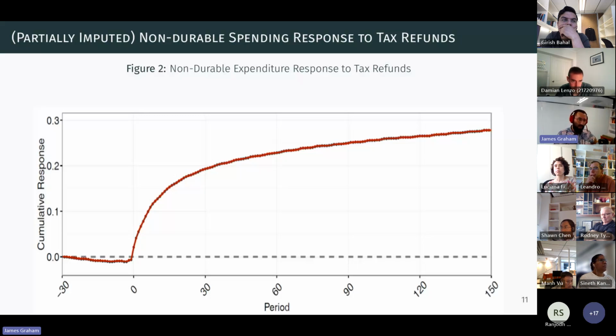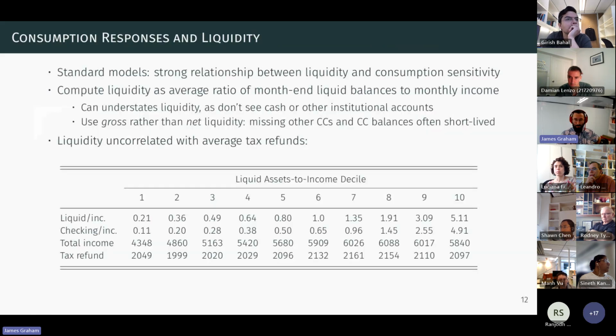At 90 days, we have something like 25%, so it's right in the middle of those estimates from the literature. So we think we've got a reasonable estimate here. But keeping in mind, this is all averages at this point. Now we want to turn to what happens across the liquid asset distribution.